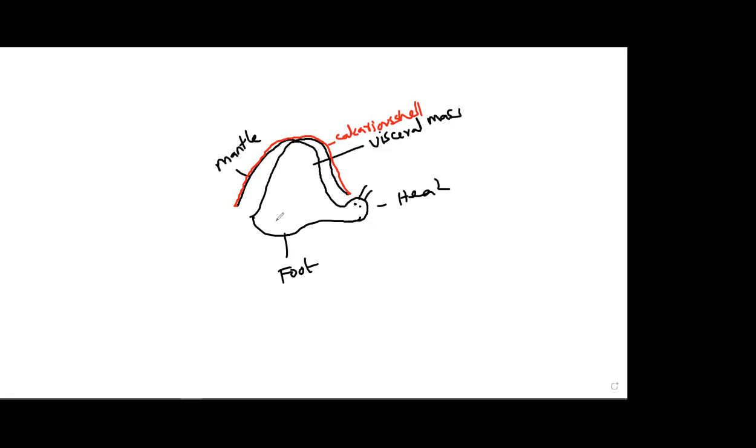Yeah, I'll repeat. Total body divisions: head, foot, and visceral mass. Visceral means heart, kidney, and alimentary canal; all internal structures are confined to the visceral mass. Now, what is the foot? The foot is a modified ventral belly-like structure; the ventral body wall is modified into a muscular foot. Anteriorly, there is a head with sensory structures like eyes and tentacles. So a mollusk can move with the help of the foot.